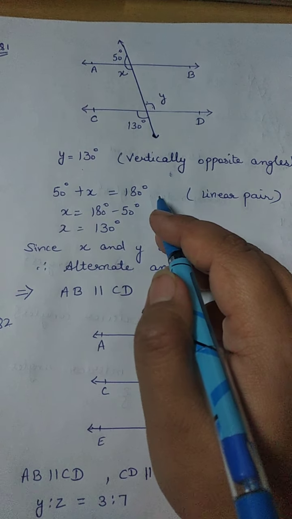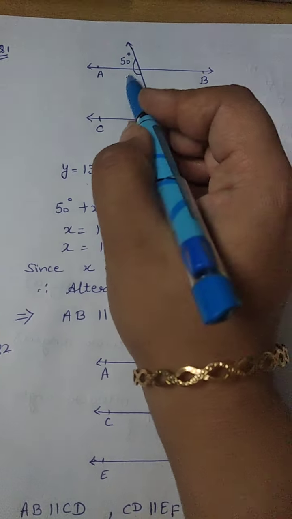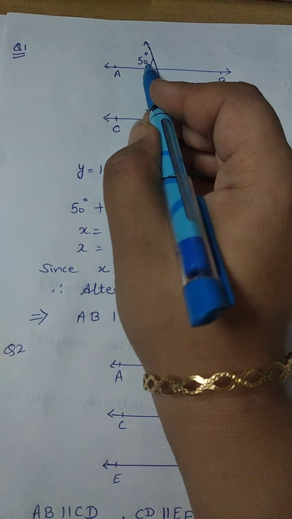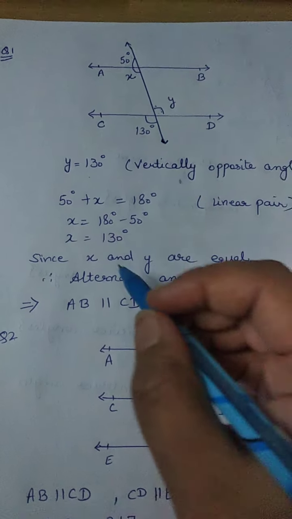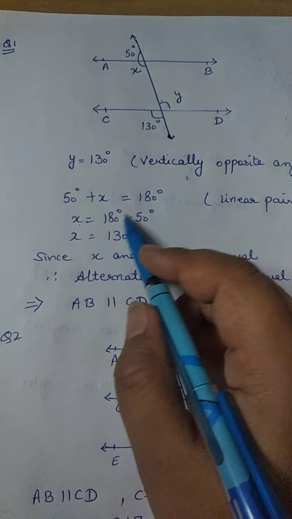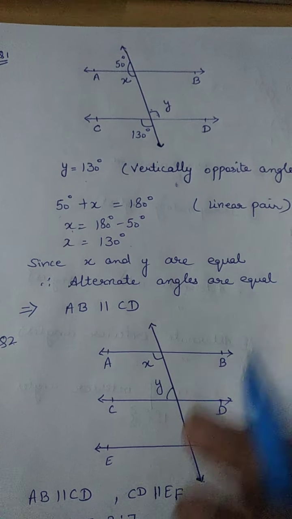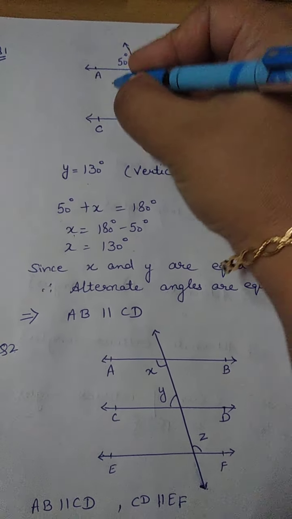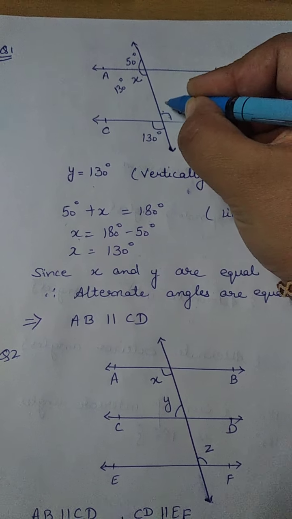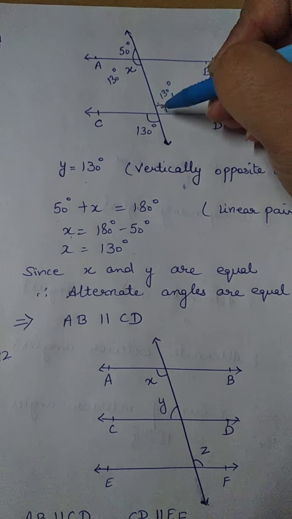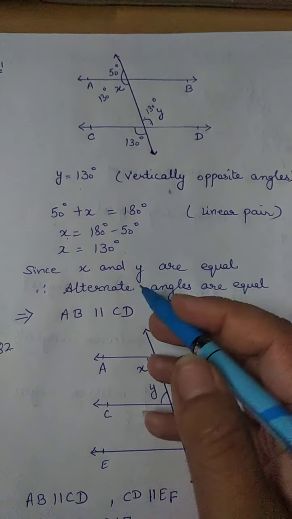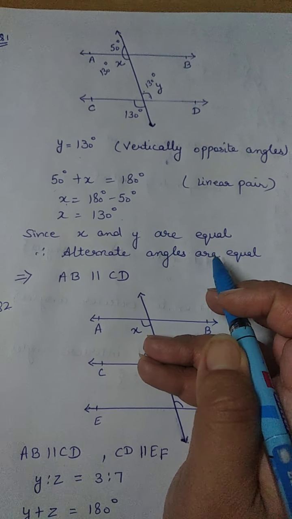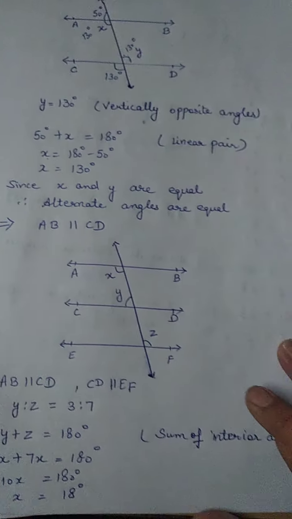Let us remind this property. This is known as a linear pair. If these two angles lie on a straight line, they will give you the sum 180 degrees. So my x is equal to 180 minus 50, the 50 goes to that side and is subtracted. x is equal to 130 degrees. So this has also come 130, this has also come 130. These are known as alternate angles. Therefore, alternate angles are equal, which implies that AB is parallel to CD.